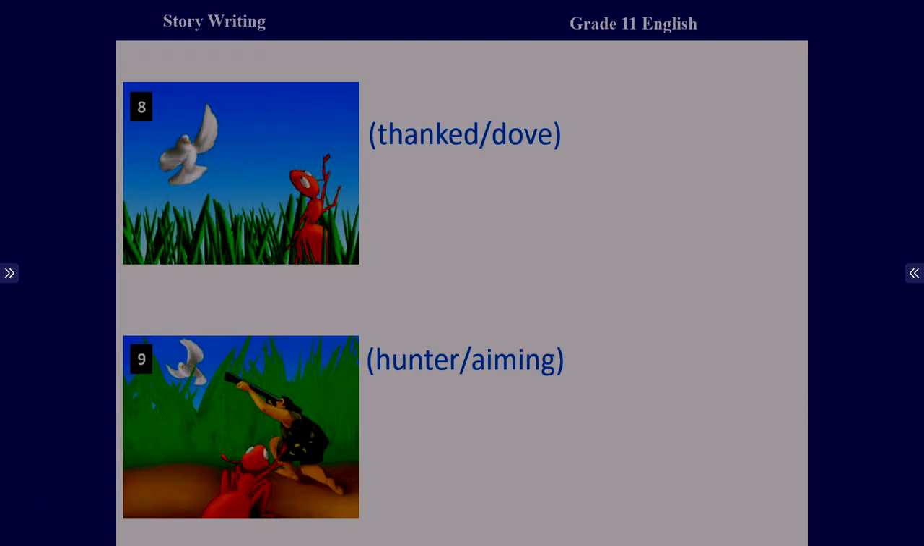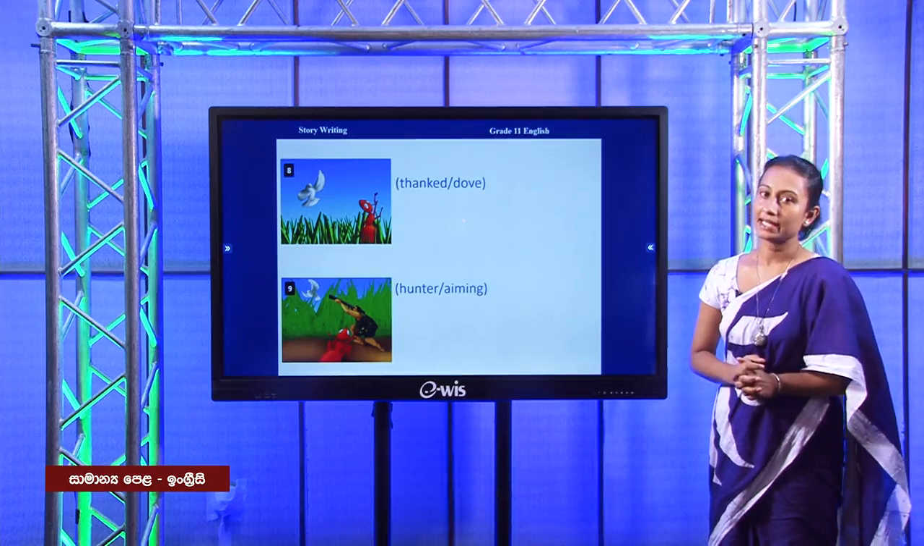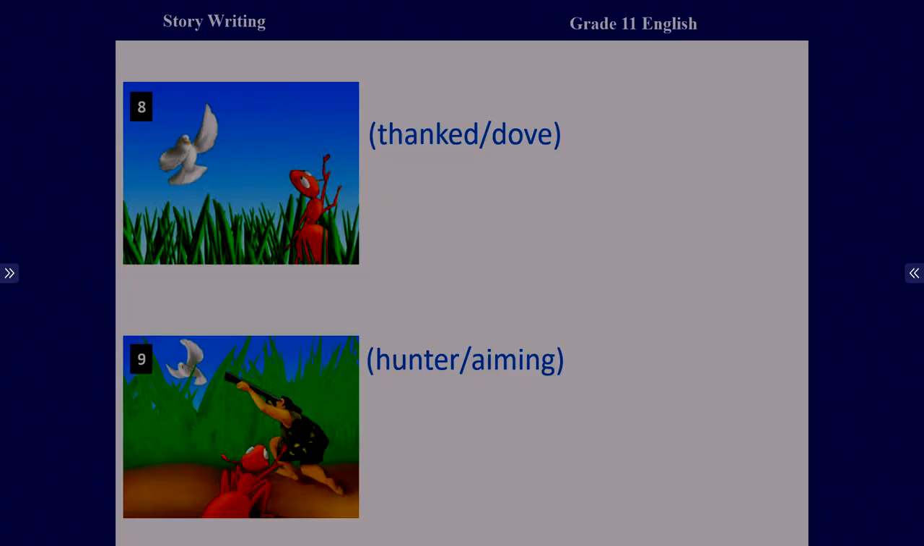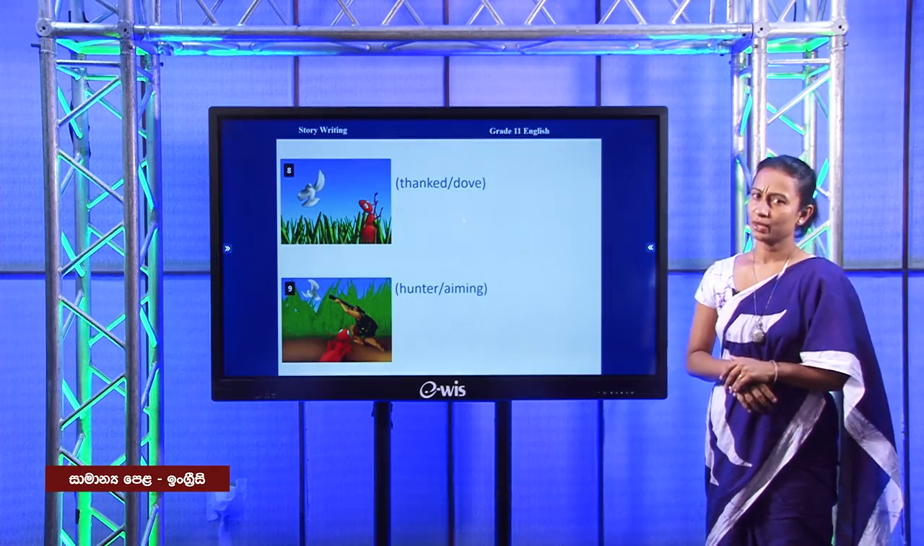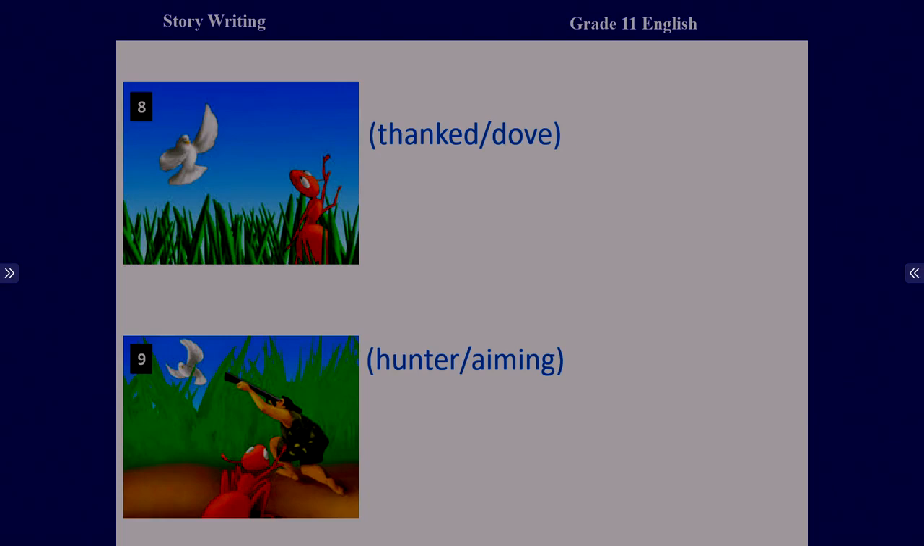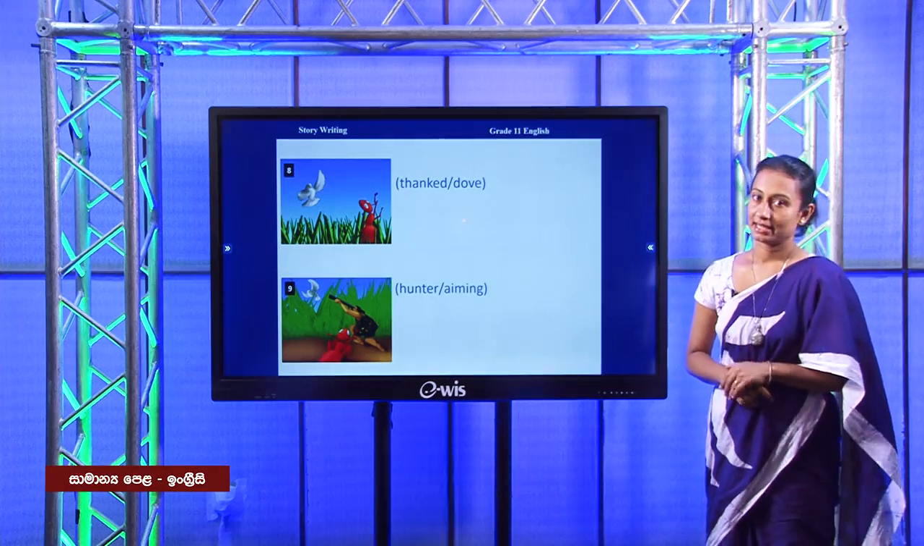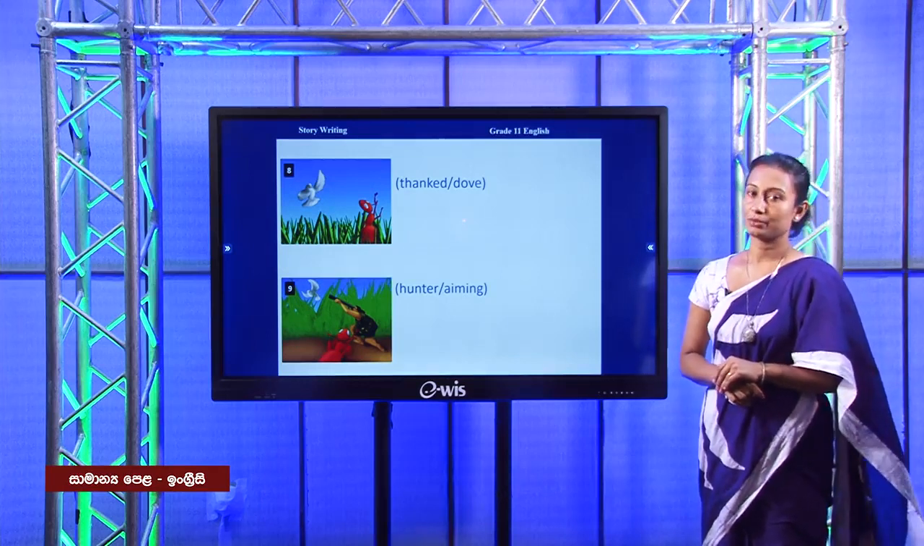So what is the next thing you need to do when someone helps you? You need to thank. So here also the ant thanks the dove. In the next picture you can see a new character. Who is that? He is a hunter. Children, you can see the hunter is aiming at the dove. The ant sees that. You can write your sentences now.